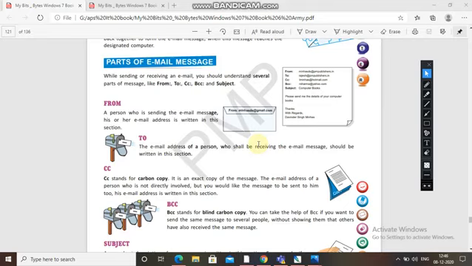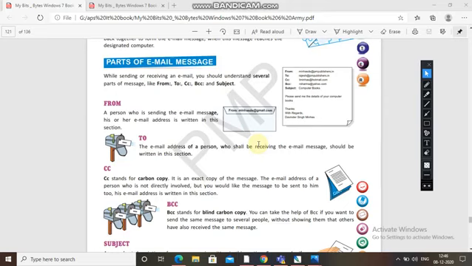And then comes CC, carbon copy. It is an exact copy of the message, and should be the email address of a person who is not directly involved. He is not directly involved, but you would like the message to be sent to him too.